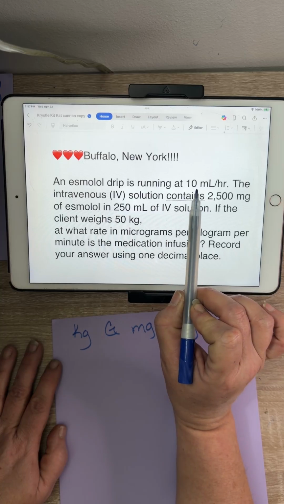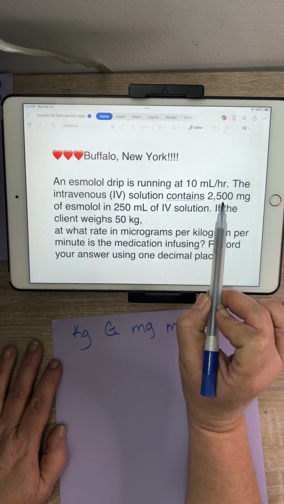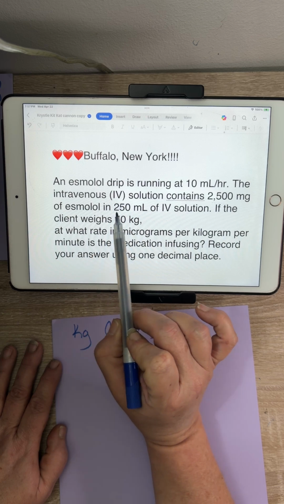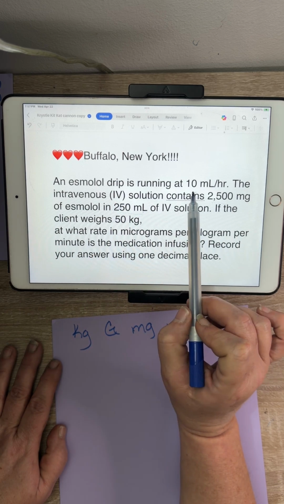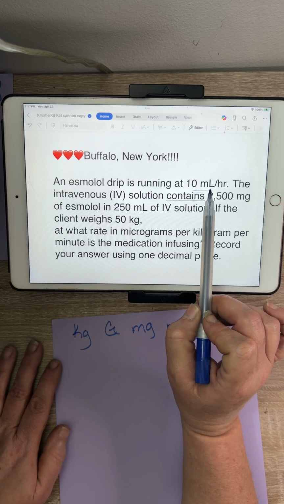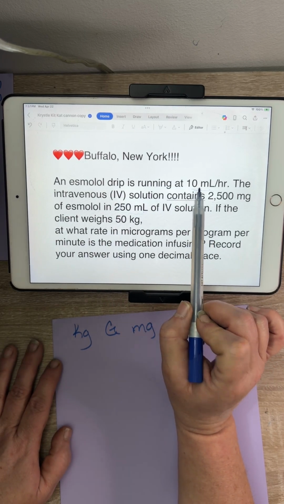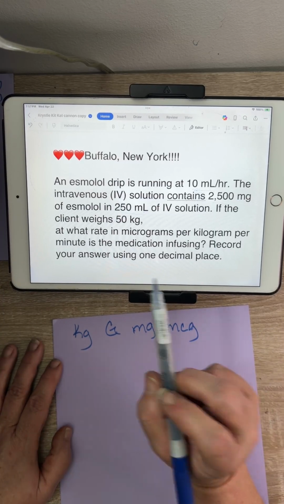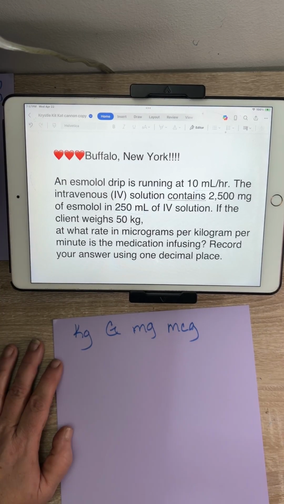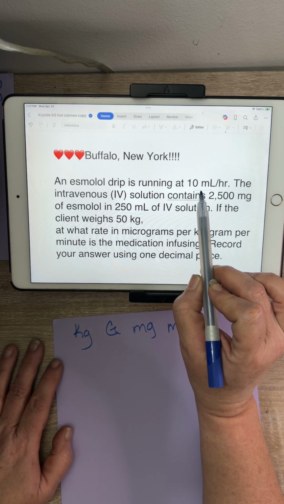It's running at 10 milliliters an hour. And it's an IV that contains 2,500 milligrams of that medicine in 250 milliliters. And it's running at 10 milliliters. And then here's the man's weight. But look, who wants it going at 10 milliliters? The doctor wants it going at 10 milliliters.